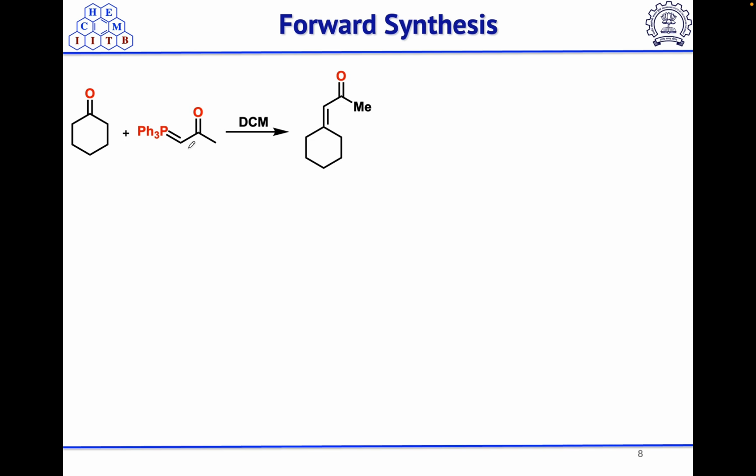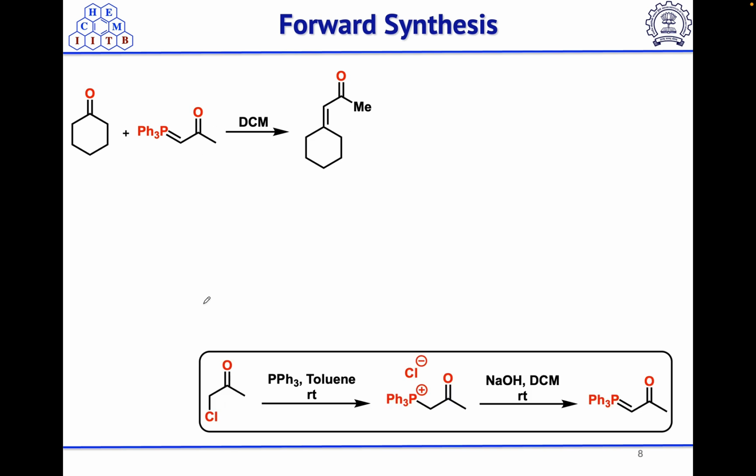If we stir at room temperature in DCM, or if we reflux, sometimes we need to reflux if the reaction is slow, depending upon the substrate we can do the heating or room temperature stirring, and we can easily get this Wittig product. And to get this Wittig ylide, we can take this alpha chloroacetone. This is acetone, you know, and this is the chloro substituted acetone, so alpha chloroacetone or chloroacetone.